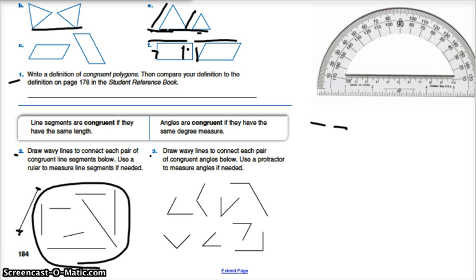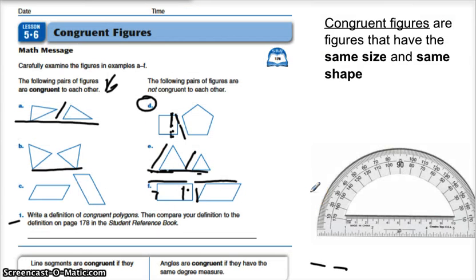And make sure you look at number 3, that's a little different. You're talking about the same angles. Remember, there's two parts of congruency, of being congruent. The two parts is that you need to have the same size and the same shape. Really important. That's why I keep saying it. Okay, next page.